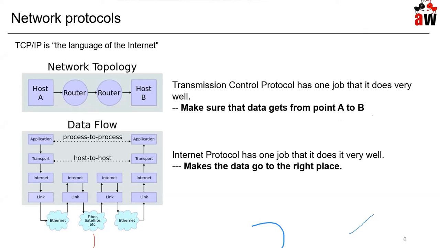TCP/IP is made of two protocols, and that's why it's referred to as the TCP/IP suite, or the Internet Protocol suite. One is the Transmission Control Protocol, and it has one job, and it does it very well. It makes sure that the data from point A gets to point B with no loss in the data. No one is going to tamper with that data in the middle, and it's going to be taken from one end to another.